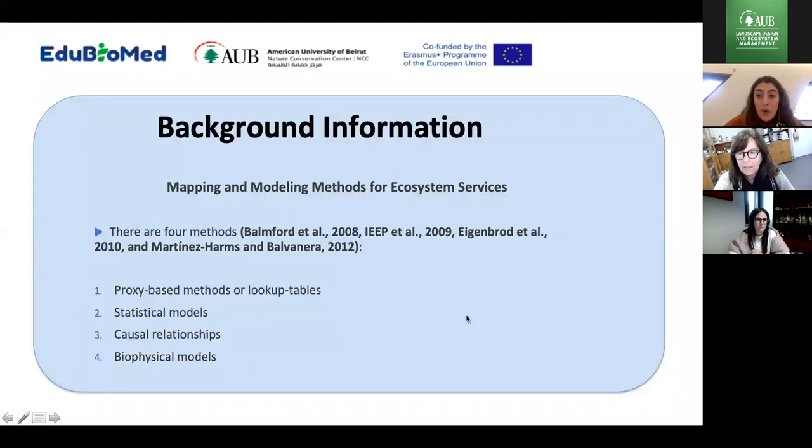So how can we map these ecosystem services? We have four different methods. Basically, we have the proxy-based method, the statistical models, the causal relationships, and the biophysical models. I'll be using biophysical models, as we'll see later on with the slides.